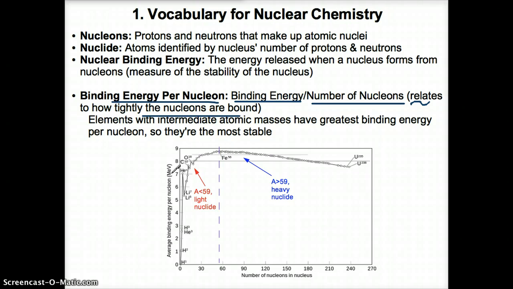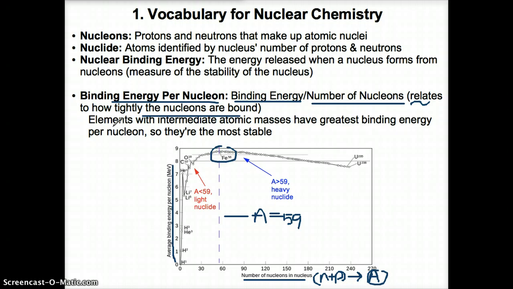Now, how this is compared is you have the average binding energy per nucleon in different isotopes, in megaelectron volts, versus the number of nucleons in the nucleus, which is the number of neutrons and protons. That is also known as the atomic mass, or mass number A, which we learned in Unit 2. And if you look here, what you'll realize is that an atomic mass, or mass number, of around 59 in the middle will generally have the greatest binding energy per nucleon, so that's the most stable. In other words, elements with intermediate mass numbers of around 59 have the greatest binding energy per nucleon, so they're the most stable.